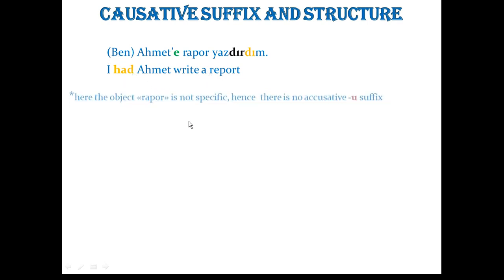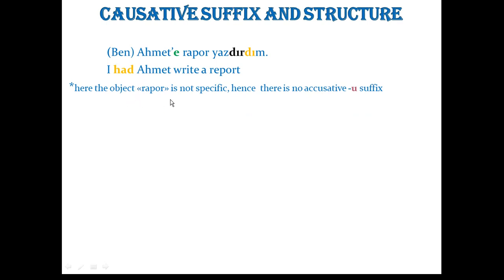Ben Ahmet'e rapor yazdırdım. Here the direct object rapor is not specific, which translates as I had Ahmet write a report. Since the object rapor is not specific, there is no accusative u suffix to apply to the object.